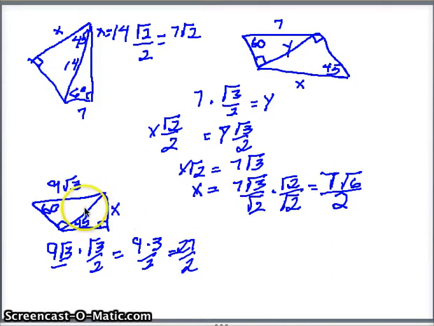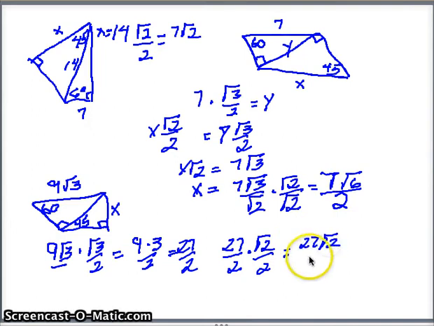Now, if that's the hypotenuse of this triangle, then this leg I find by multiplying the hypotenuse times the square root of 2 over 2. So I take this 27 over 2 times the square root of 2 over 2, and that's going to end up equal to 27 times the square root of 2 over 4. And that should be my answer. So that is what x is in this case right here.